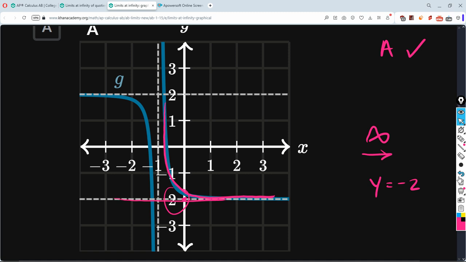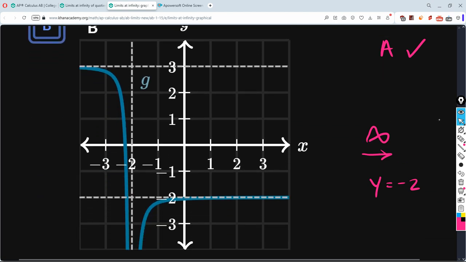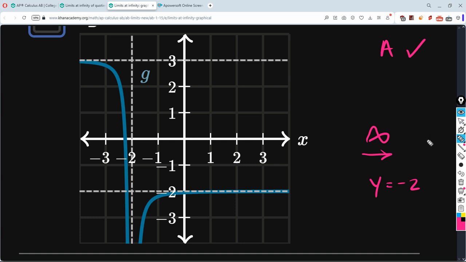Moving on to the next graph. Graph B, let's check it out. Again, we're heading to the right, positive infinity, and indeed, it does approach this asymptote right here at y equals -2. That's what we wanted. So B is also good.